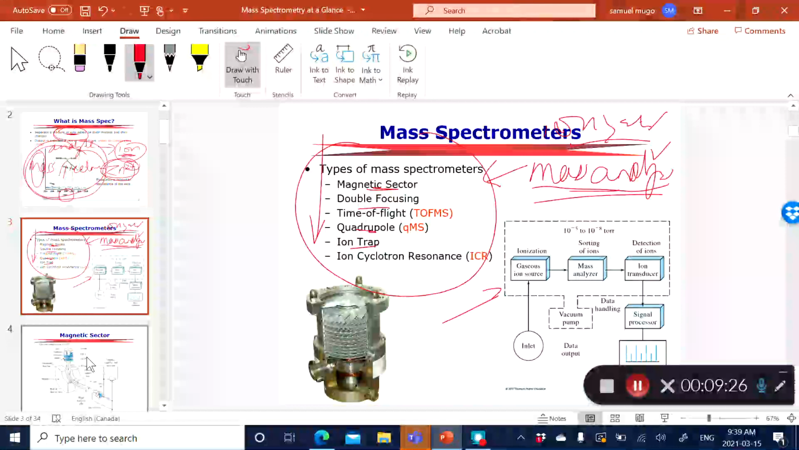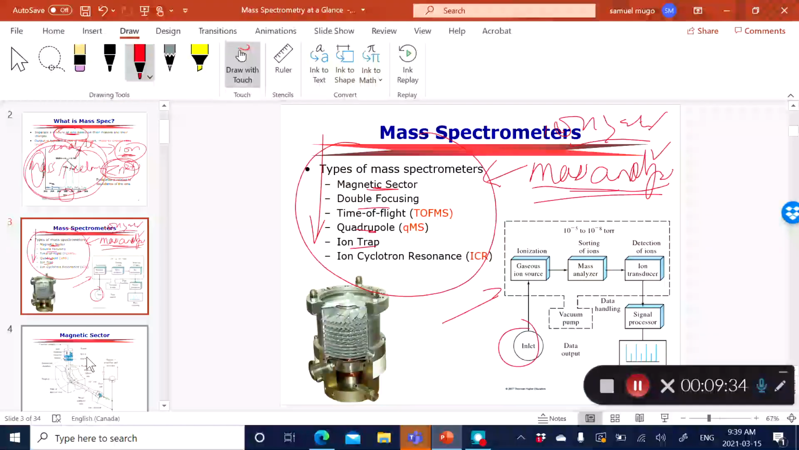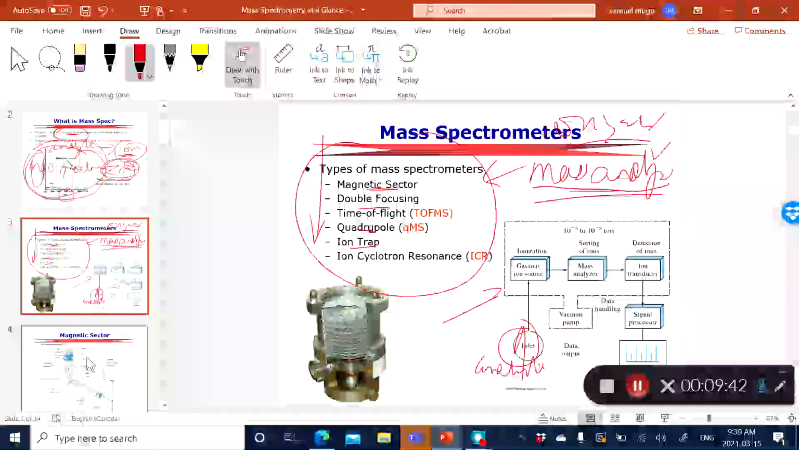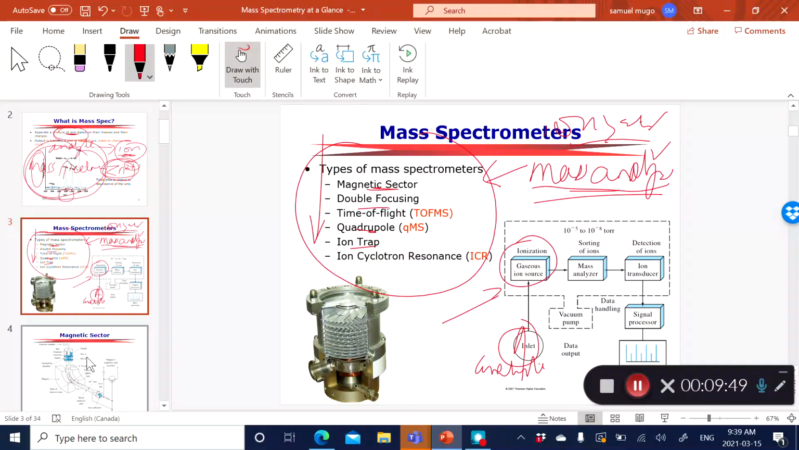Now, all mass spectrometers out there, of course, have an inlet, that is the channel by which the analytes are getting into the instrument. So you've got an inlet. And then the inlet leads the analytes into what you refer to as an ionization chamber, okay? So the ionization chamber is one critical component of a mass spectrometer.